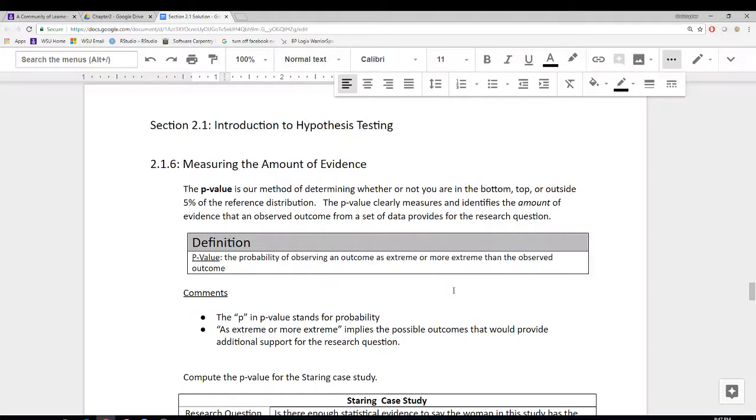Okay, next, let us talk about measuring the amount of evidence. When we want to measure the amount of evidence, we use the notion of a p-value. So what is a p-value? A p-value is the probability of observing an outcome as extreme or more extreme than the observed outcome. The p-value clearly measures and identifies the amount of evidence that an observed outcome from a set of data provides for a research question.